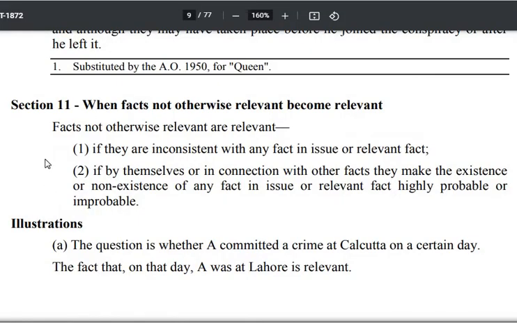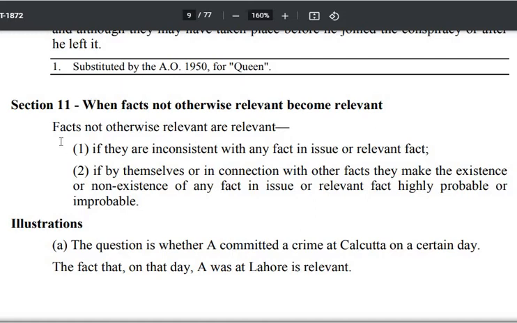In this lecture we would start with Section 11. Facts not otherwise relevant are relevant. Facts not otherwise relevant are relevant if they are inconsistent with any fact in issue or relevant fact, or if by themselves or in connection with other facts they make the existence or non-existence of any fact in issue or relevant fact highly probable or improbable.